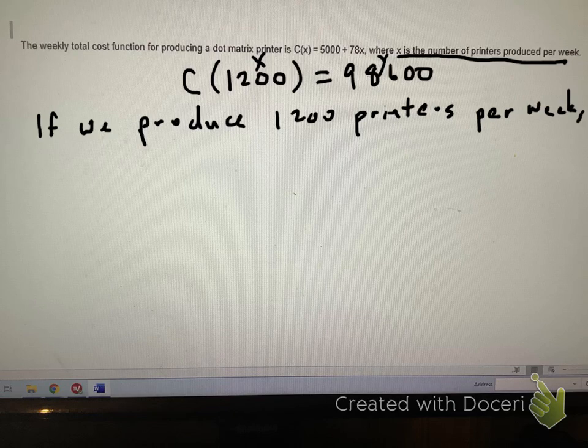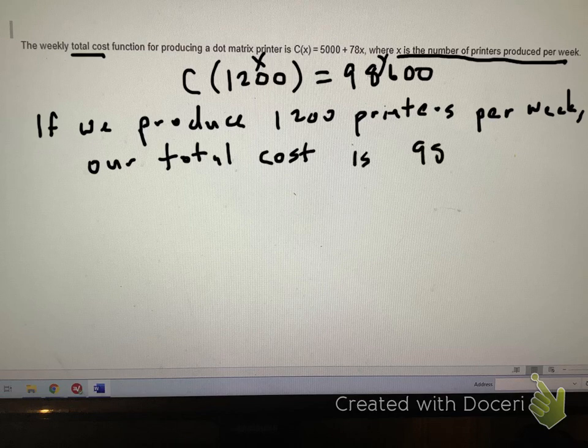Okay, so our Y value is 98,600. What is that? Well, it's the total cost for this. So we could say something like our total cost is $98,600. You could say we spend $98,600. There's a lot of different phrasing for this.